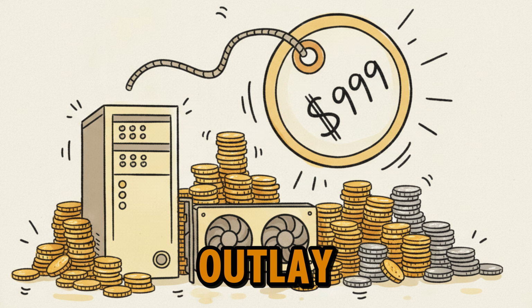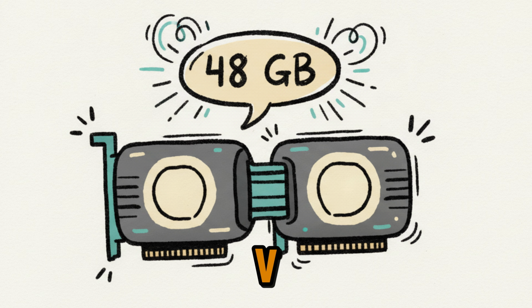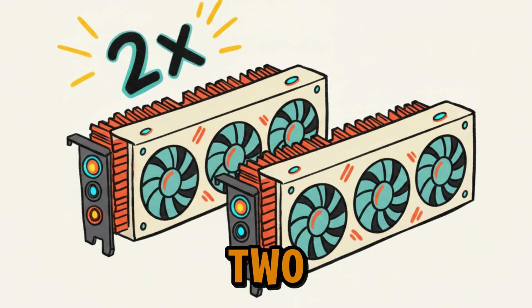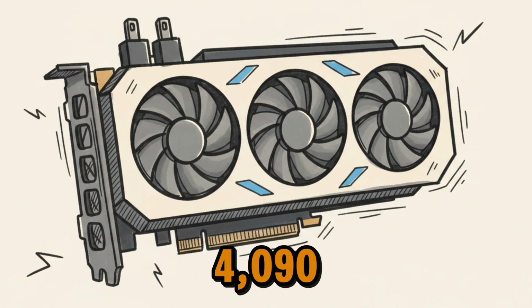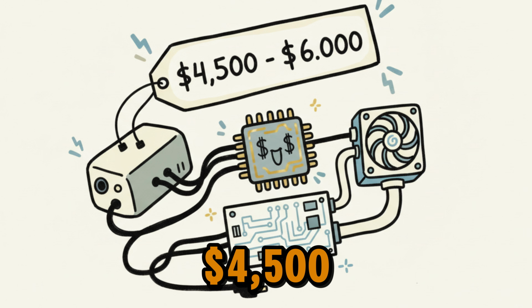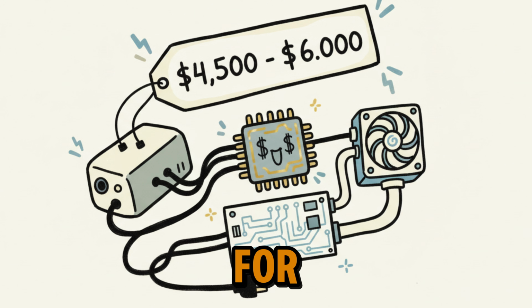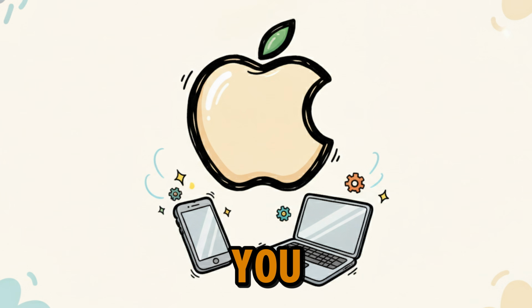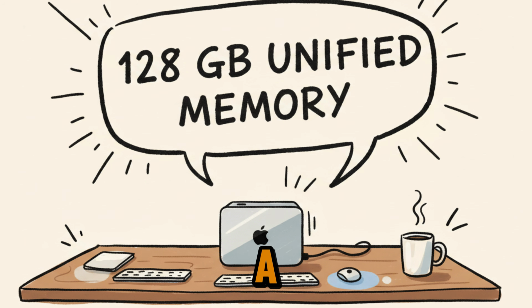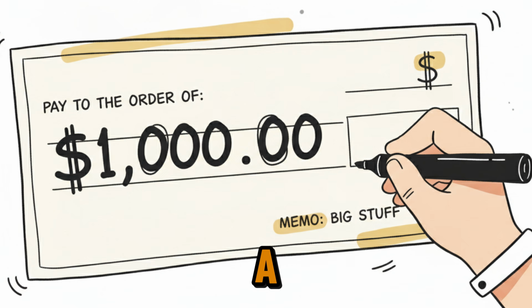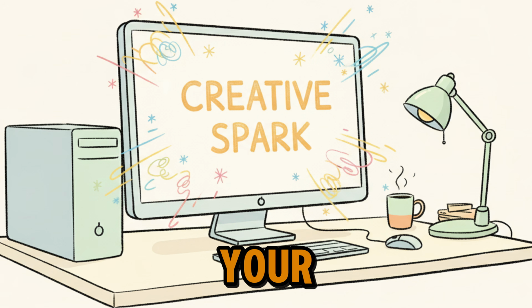Stage 1 is the capital outlay. To get 48 gigabytes of fast VRAM on a traditional PC setup, you can't just buy one consumer graphics card. You usually need two top-tier NVIDIA RTX 4090s or an enterprise workstation GPU. That is an initial investment of roughly $4,500 to $6,000 just for the computational core, motherboard, power supply, and cooling. Alternatively, you look at Apple's unified memory architecture and buy a top-spec Mac Studio with 128 gigabytes of shared memory for around $4,000. Either way, you are writing a 4-figure check before a single word appears on your screen.